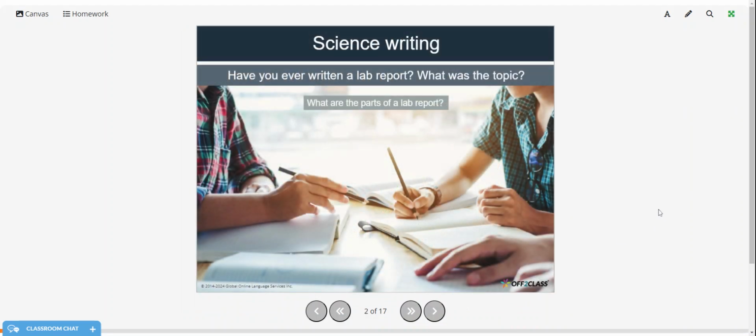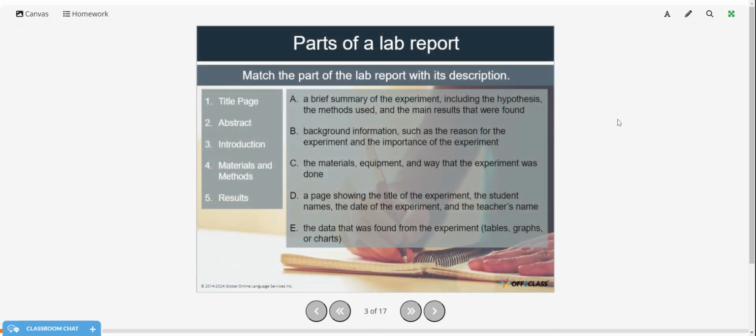Now, have you ever written a lab report? And if so, what was the topic? We're also going to talk about what the parts of a lab report are. So match the part of the lab report with its description. You can pause the video, try this on your own, and then restart when you're ready to check the answers.